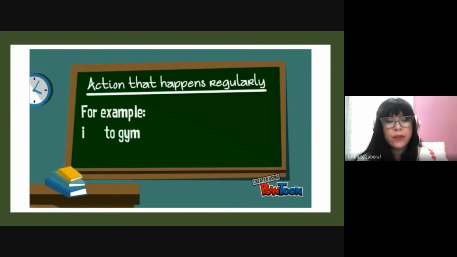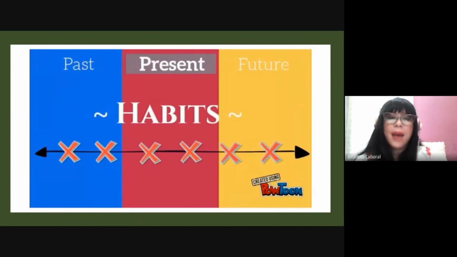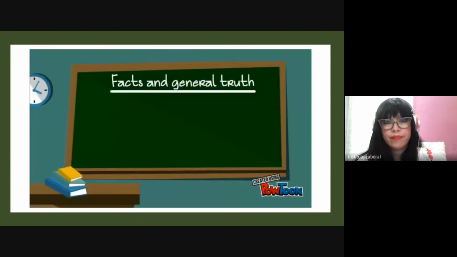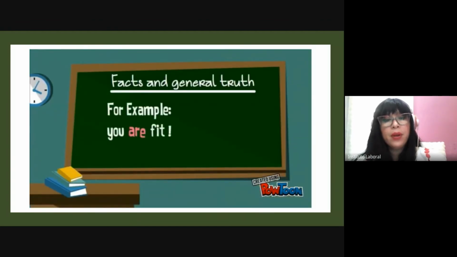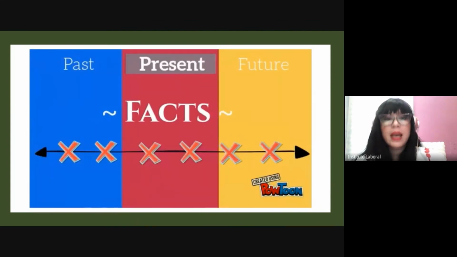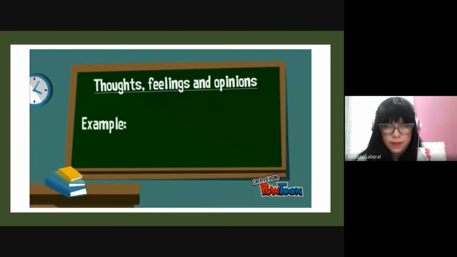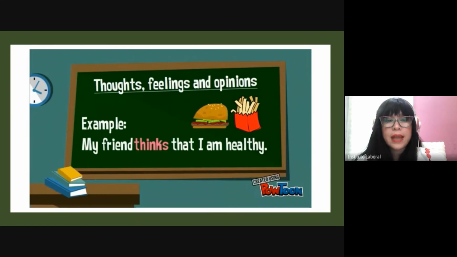Action that happened regularly. For example, I go to gym every day. Past, present, and future habits. Facts and general truths. For example, you are fit. So we use the simple present when we talk about facts. Hechos. Thoughts, feelings, and opinions. For example, my friend thinks that I'm healthy.